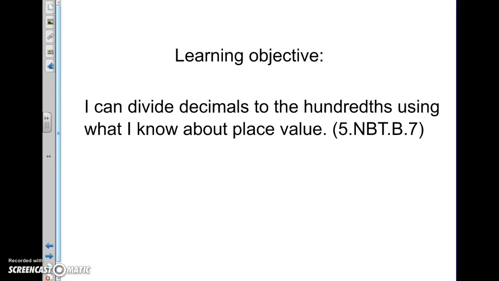Our learning objective today: I can divide decimals to the hundredths using what I know about place value. It's 5th grade standard, Numbers and Operations in Base 10, B7.